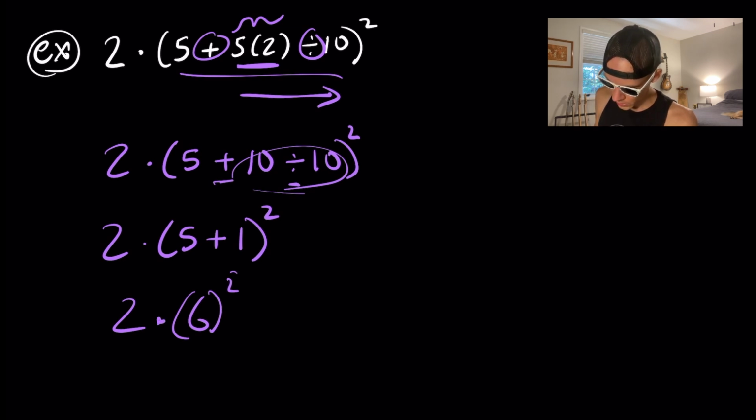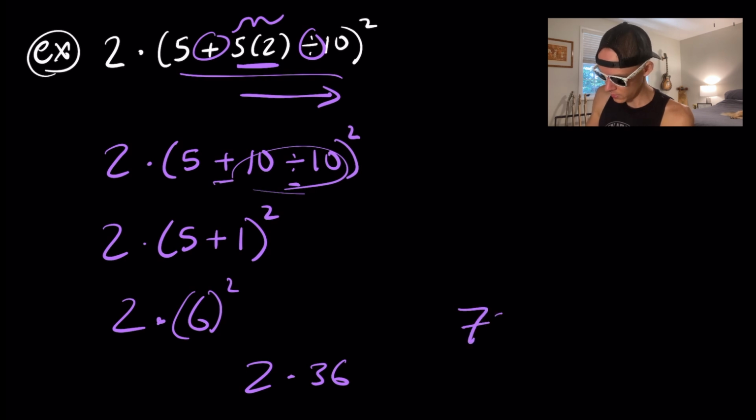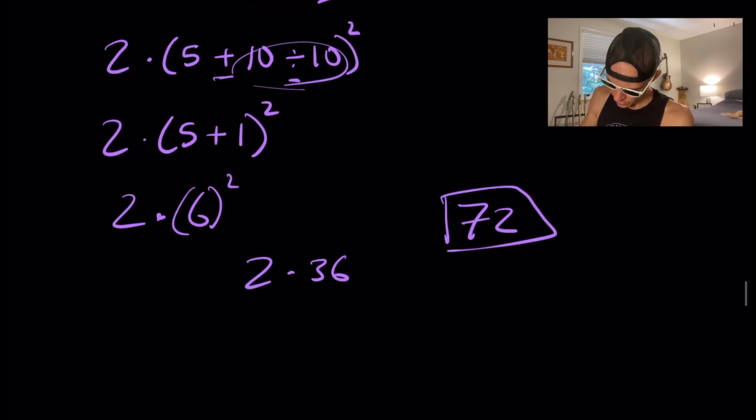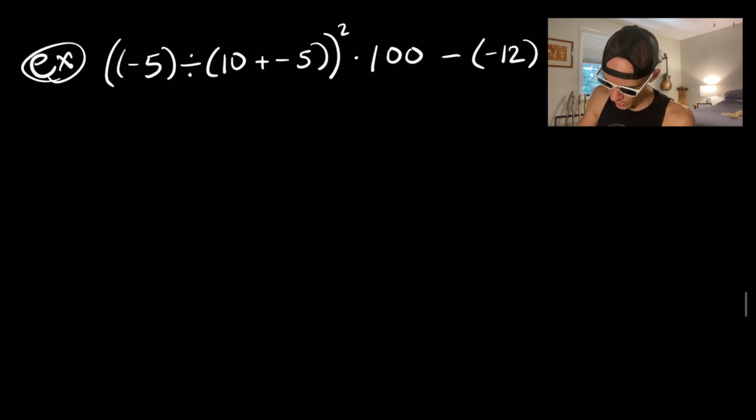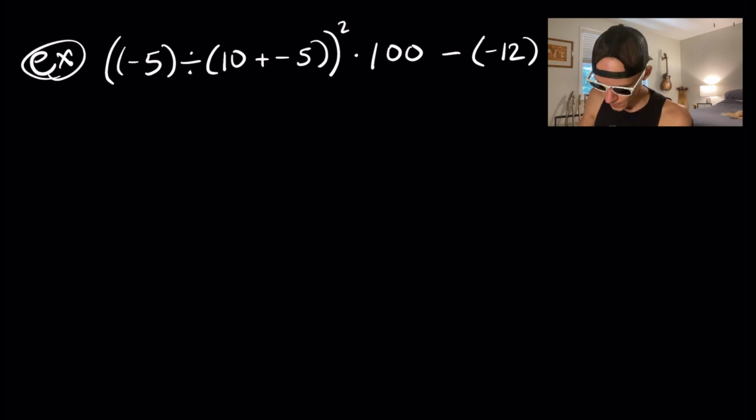And now I have multiplication and an exponent, so I'll do the exponent first and get 2 times 36, and then 2 times 36 is 72. And I think that's it. Nope, I lied again. Here's another one.